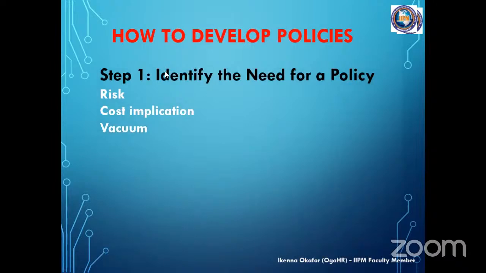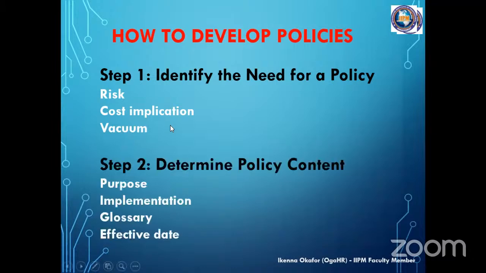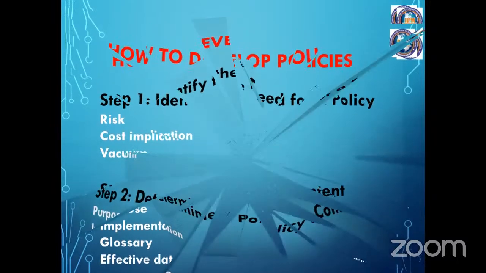So step one, you identify the need for a policy. What is the need for this policy? The risks involved in taking the policy or not taking it, the cost implication, and the vacuum you've identified that this policy will fill after it is implemented. Step two, determine the content. After you've identified the vacuum, get the purpose or the objective, the implementation, the glossary, which are some keywords one needs to understand, and the commencement date of this policy.